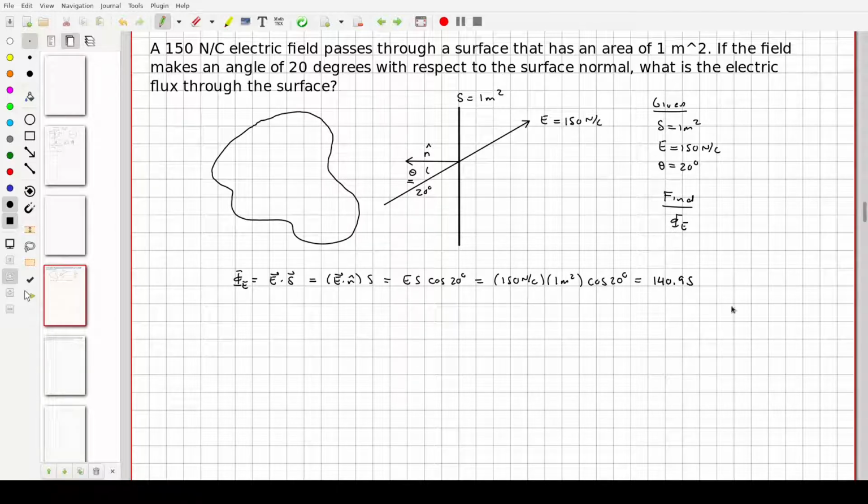Now, if you look at the units, they are Newton meter squares per coulomb. There really is no unit of the electric flux. Later on, we talk about magnetism. There is a unit for the magnetic flux. It's called the Weber. Now, if I look here, I see 1 sig fig, I see 2 sig figs, I see 1 sig fig. So this ends up being somewhere around 100 Newton meter squares per coulomb. Okay, so pretty easy.